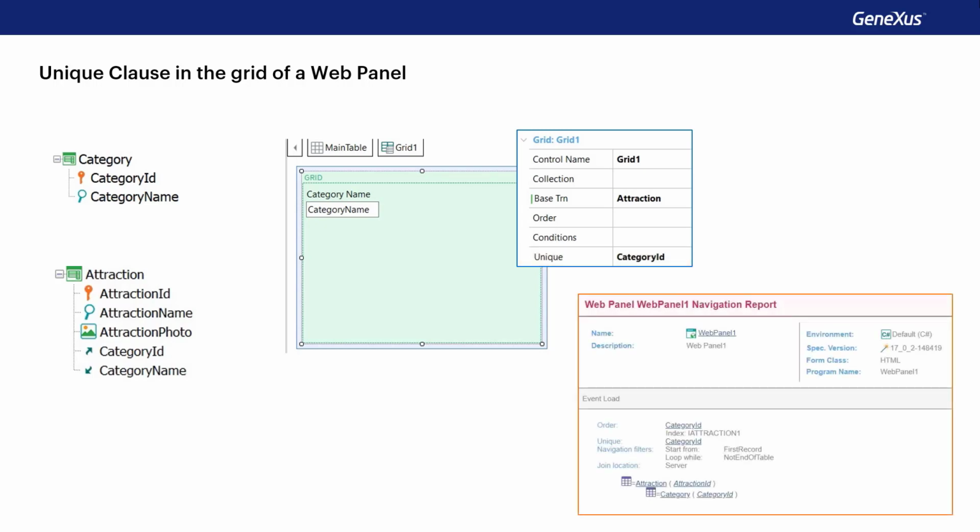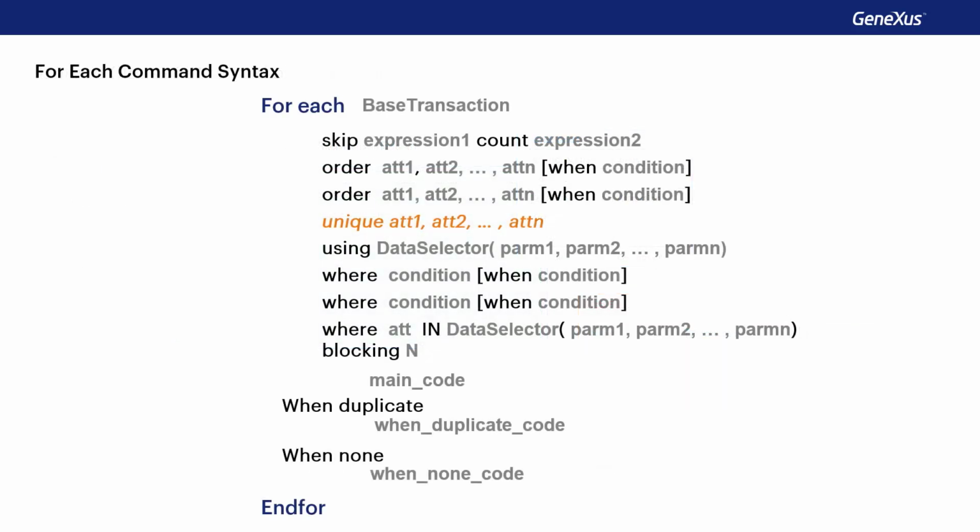If we look at the corresponding navigation list, we see that it runs through attraction and sets category ID as unique value. Now let us look at the complete syntax of the forEach command, although we should mention that we've not studied all the clauses that we're looking at. It should be noted that the blocking clause, the updating of attributes in the main code, as well as the when duplicate clause are only valid when the forEach command is in the source of a procedure, because only in those objects it's possible to update the database directly.